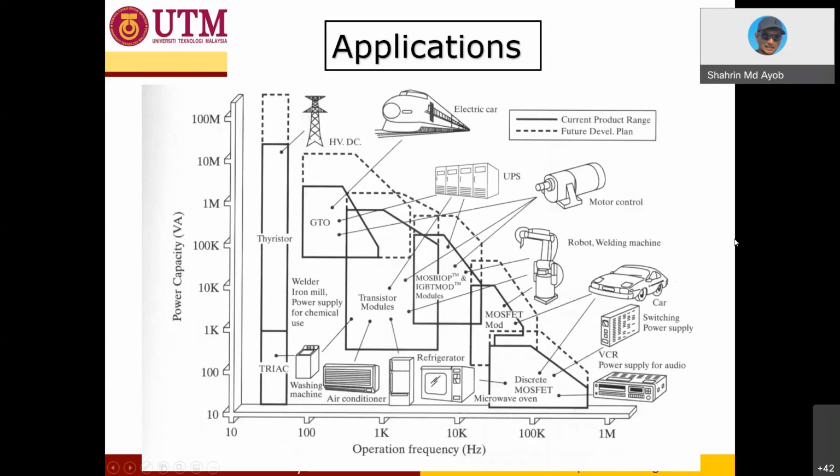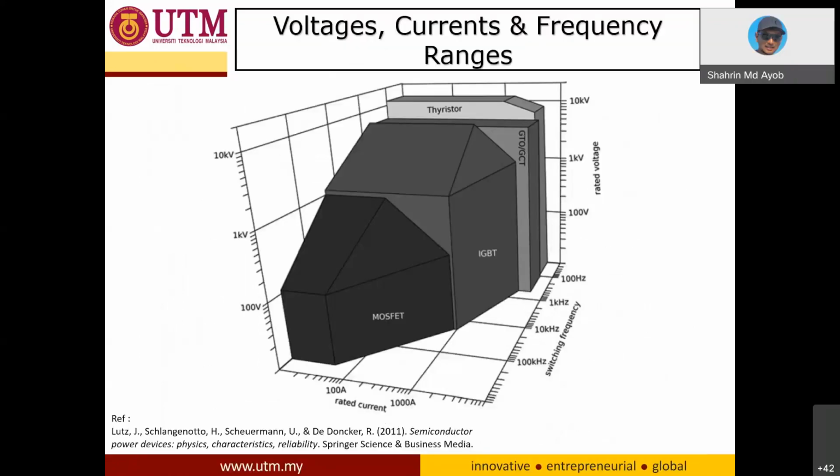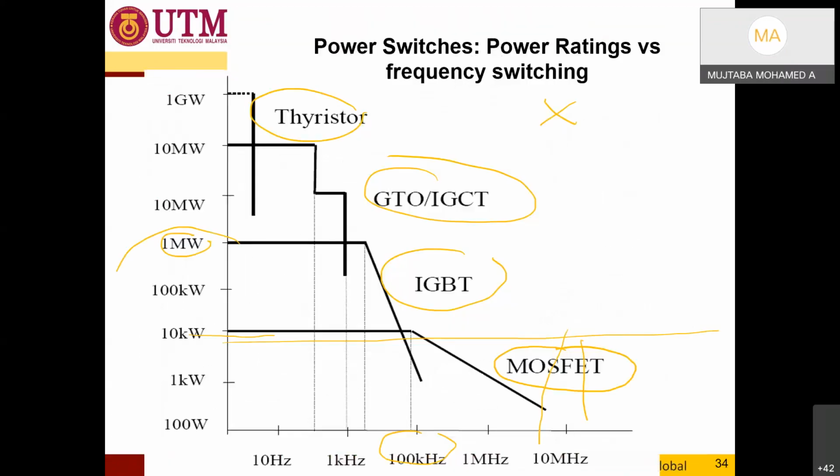Excuse me, doctor. For the previous slide, for the graph of power and frequency, why does the power degrade after 100 kilohertz for different devices? For example, the MOSFETs. Okay, so this is actually not degraded. It's actually the classification of the devices.